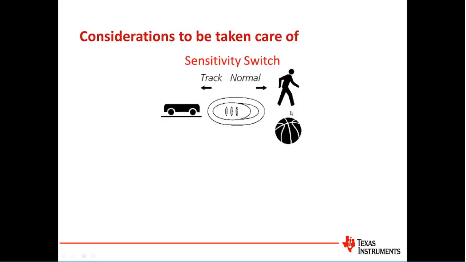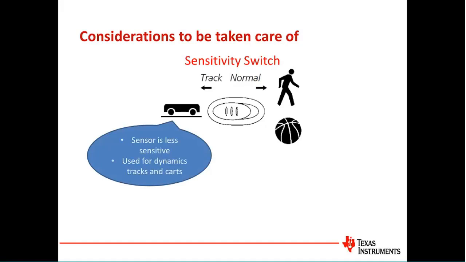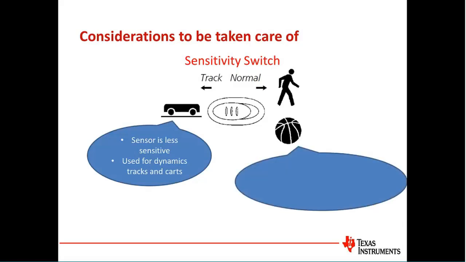As I said before, there's a sensitivity switch underneath the sonar detector, and it sets the sensitivity of the data collection. There's one setting for dynamic tracks and carts, where the sensor is less sensitive because you're dealing with larger objects. You don't need very sensitive data collection for that. If you're doing slower things, such as walking, bouncing balls or looking at a pendulum, you switch it over to the normal mode.